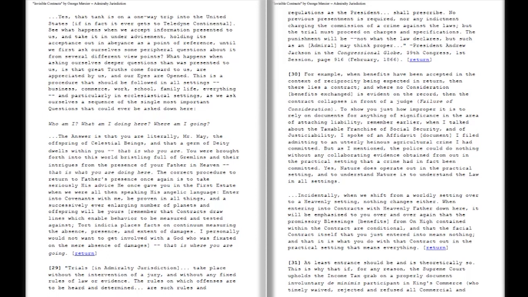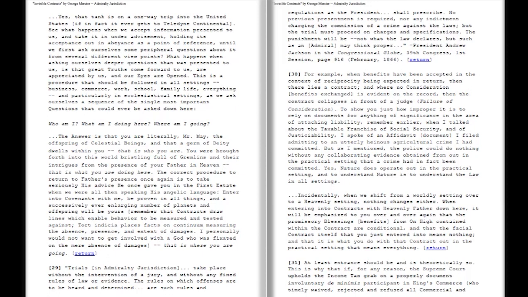The correct procedure to return to Father's presence once again is to take seriously his advice he once gave you in the first estate, when we were all then speaking his angelic language: enter into covenants with me, be proven in all things, and a successively ever enlarging number of planets and offspring will be yours. Remember that contracts draw lines which enable behavior to be measured and tested against. Toward indicia places facts on a continuum, measuring the absence, presence, and extent of damages. I personally would not want to get involved with a God who was fixated on the mere absence of damages. That is where you are going.